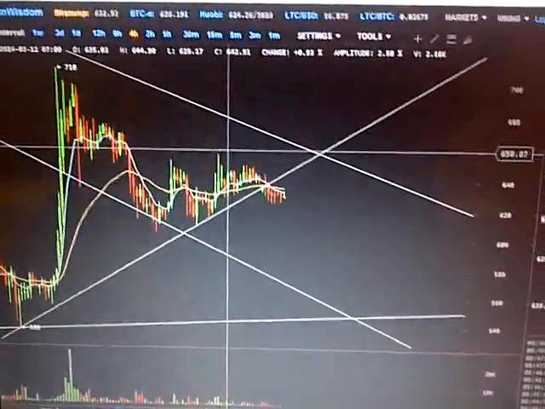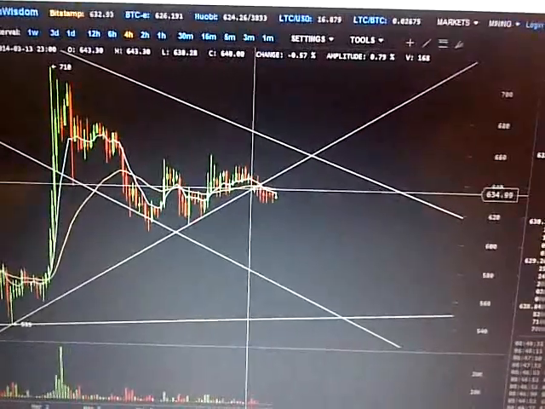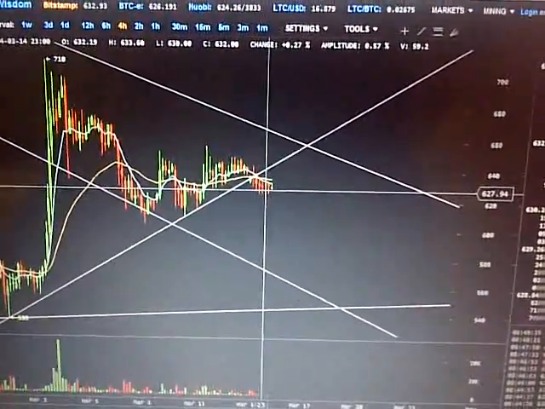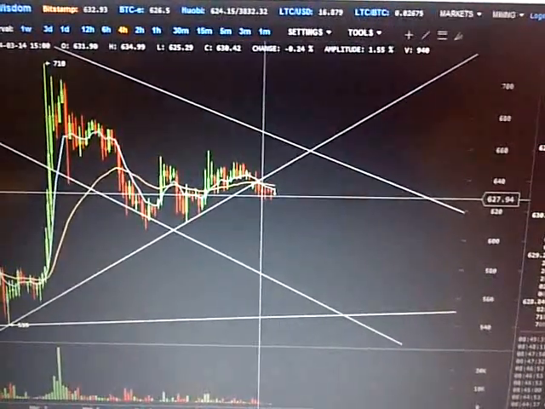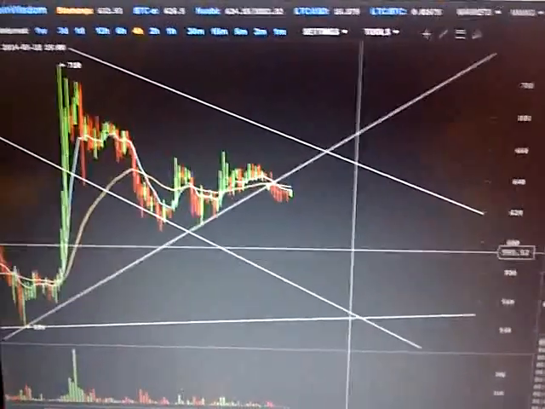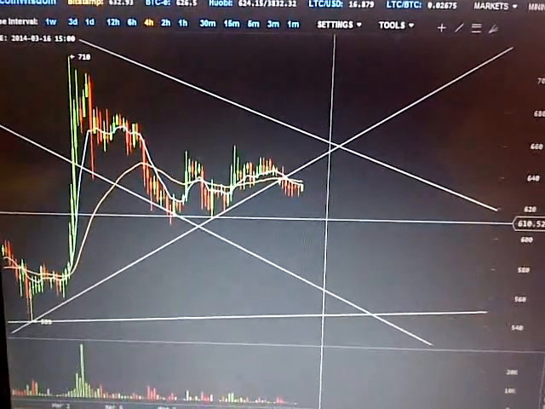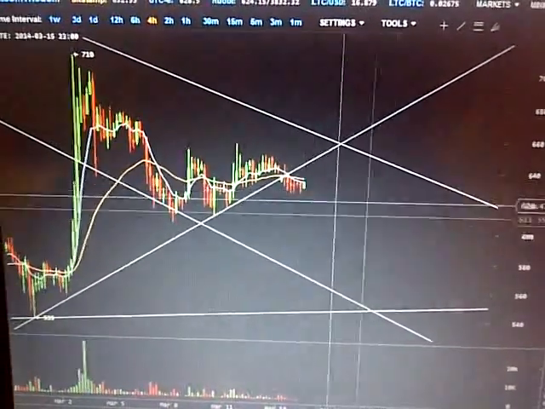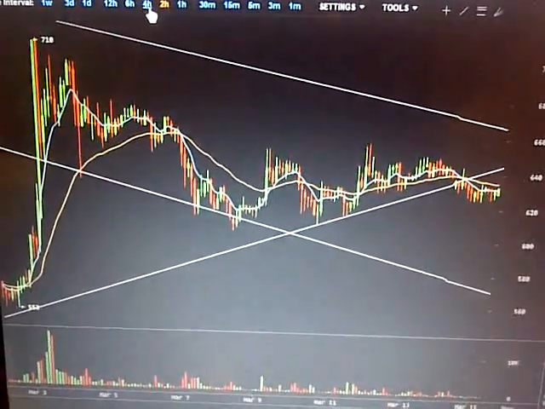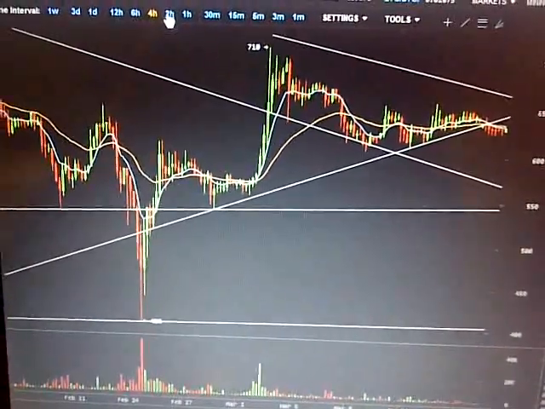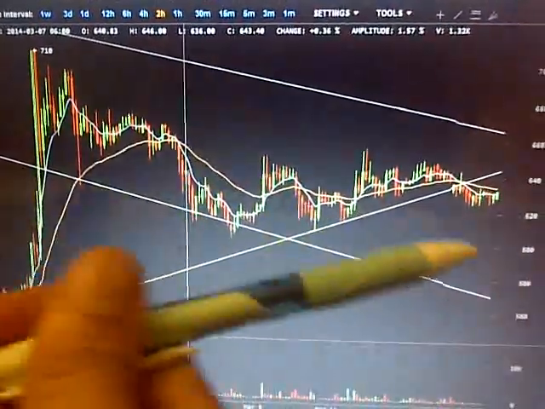So a lot of times what you'll see is when you see this kind of just move so slow, there could be a lot of positioning going on. A lot of people positioning themselves for a potential up move, or a lot of people positioning themselves for a potential down move. So however you choose to trade, it's up to you. But right now, let me get into a 2-hour, or even a 4-hour here. No, let's go back to a 2-hour. So it looks like it's following this downtrending channel.